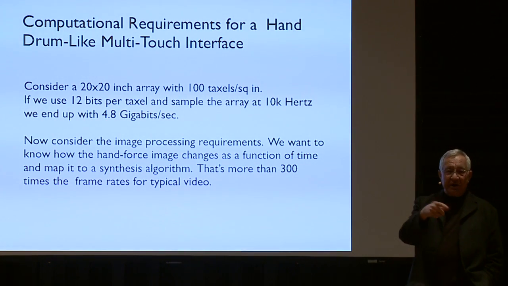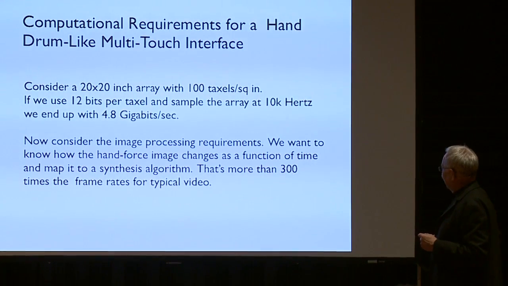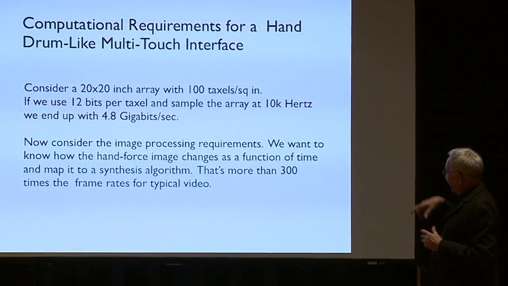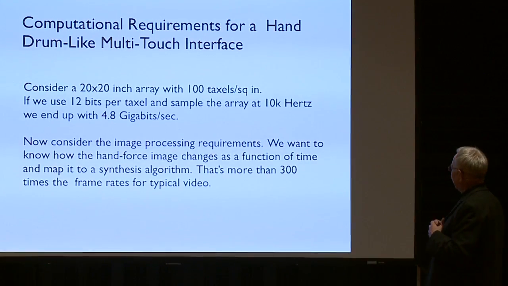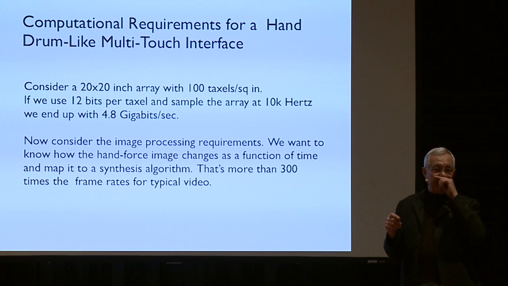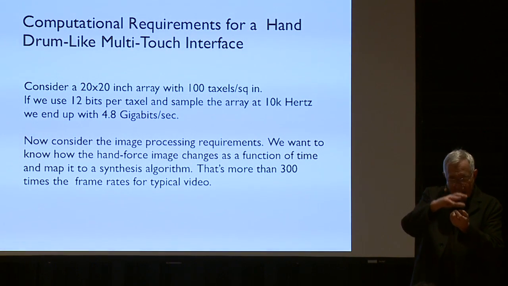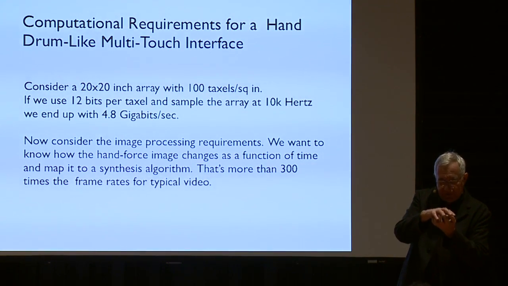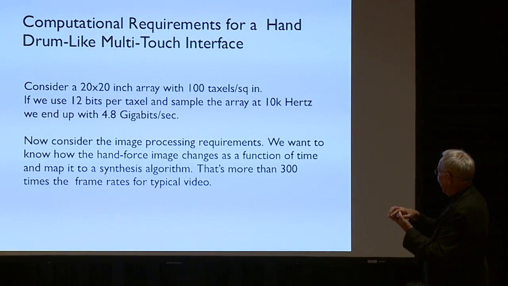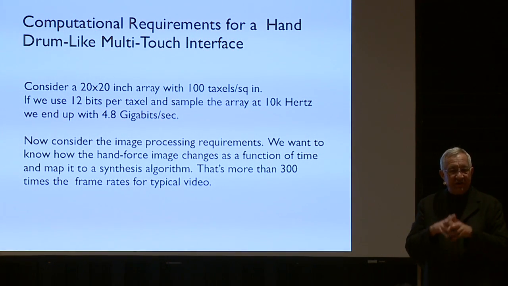Let's say you have a 20 by 20 array, and that you just beat on it like we would want to as percussionists and so on. And let's say that we're going to go for 100 taxels per square inch resolution. Maybe that's overkill. There's some interpolation we can do. 12 bits per taxel, all this. And if you do a little back-of-the-envelope calculation, you see that you need 10K hertz to get an accurate data stream about the dynamics of that image of the hand as it moves through. So if we look at the image processing requirements, they're actually 300 times more than processing video images.